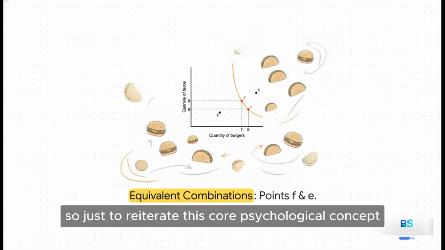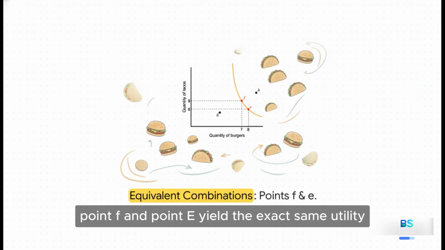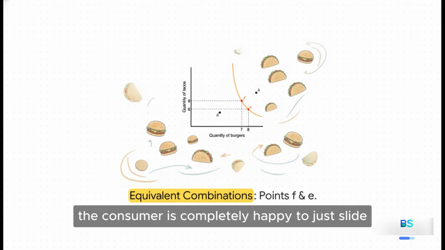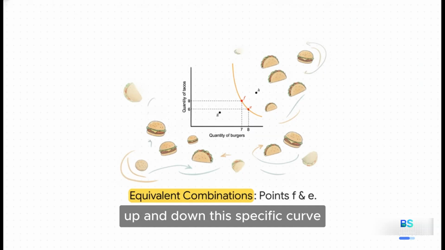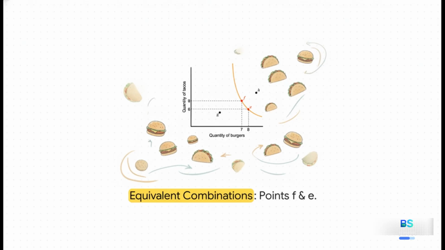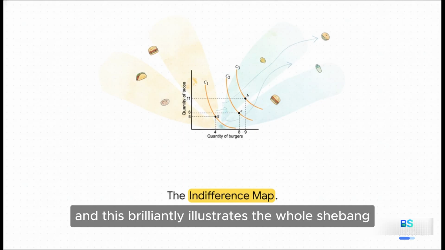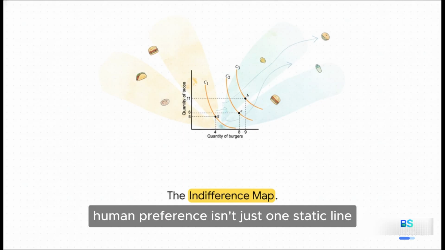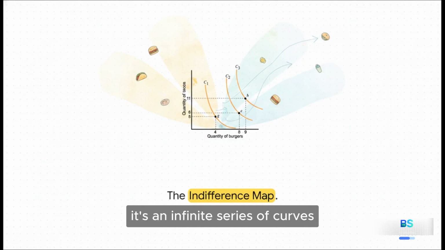So just to reiterate this core psychological concept, point F and point E yield the exact same utility. They are totally equivalent. The consumer is completely happy to just slide up and down this specific curve, trading tacos for burgers without losing a single drop of overall happiness. And this brilliantly illustrates the whole shebang, the indifference map. You see, human preference isn't just one static line. It's an infinite series of curves.